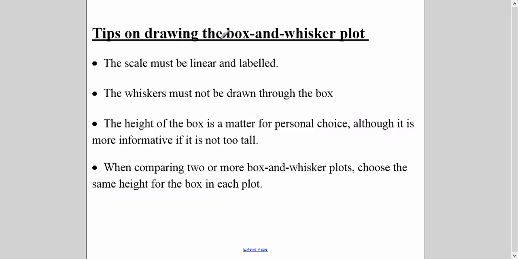Now, what are the tips to draw a box and whisker plot? The scale must be linear and labeled, like I have shown you. Whiskers must not pass through the box. I just explained it to you. The height of the box is your choice. When comparing two or more box and whisker plots, choose the same height for the box in each plot, right? So I have taken here an example where I am taking 2 box and whisker plots to do the comparison of the data.